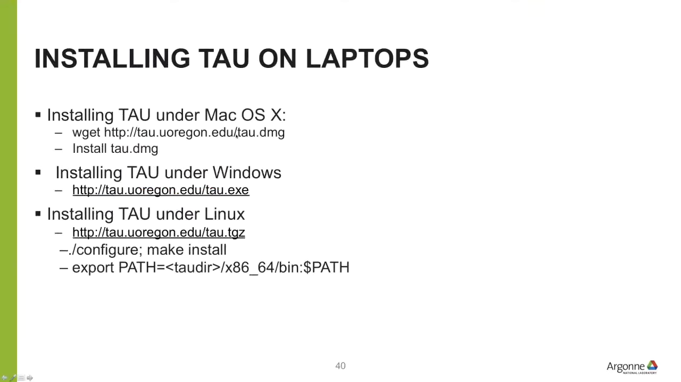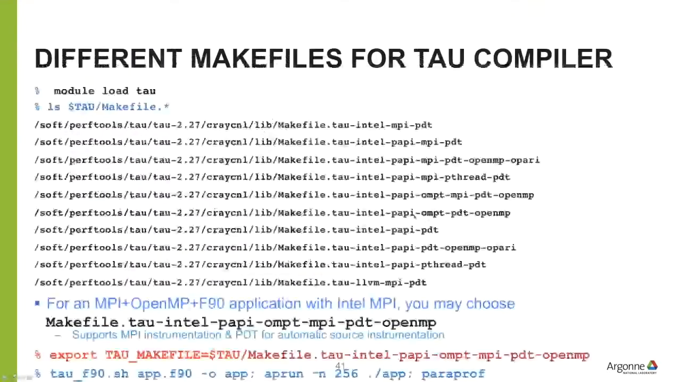And you can also install Tau on your Mac laptops like this, and on Windows and Linux in this manner, so that you can get ParaProf to view. So once you load the Tau module and you look at the $TAU directory, which is basically the Tau cray-cnl lib directory, you'll see all these stub makefiles.